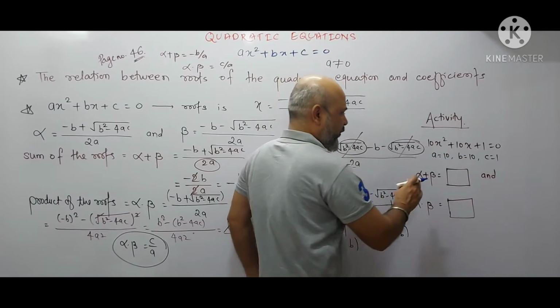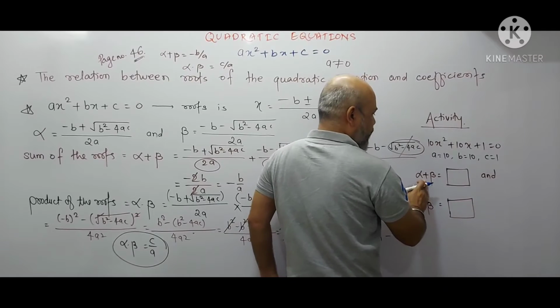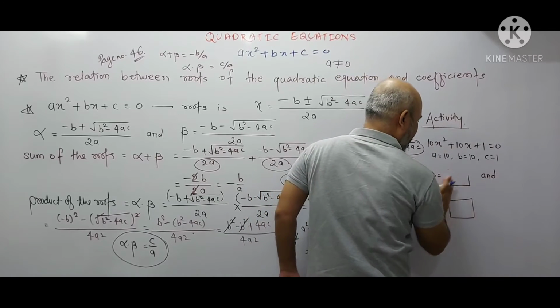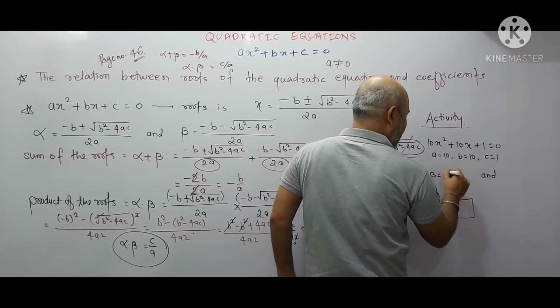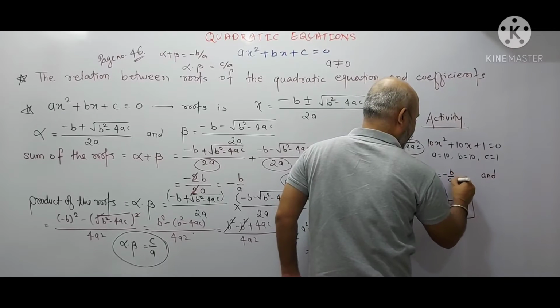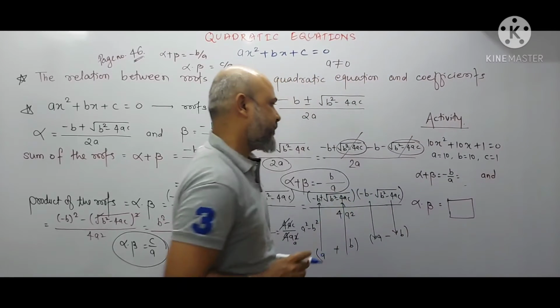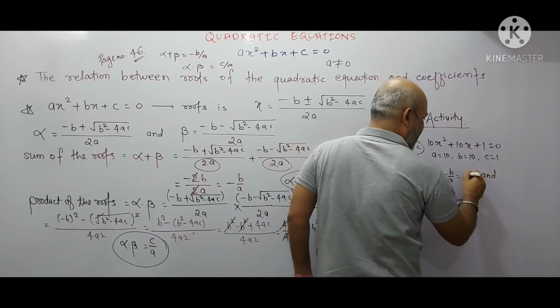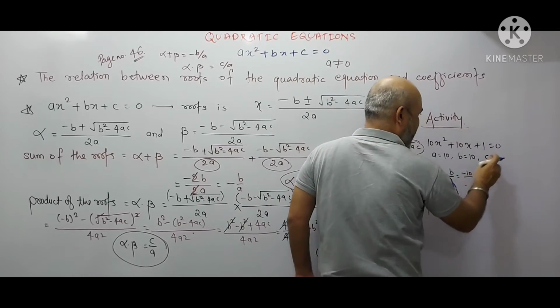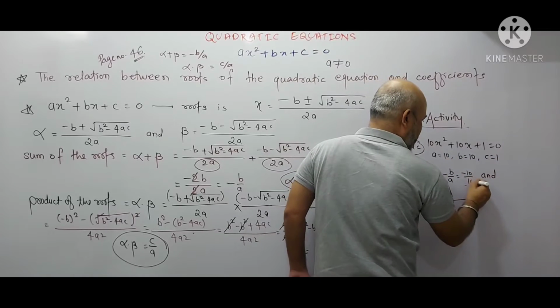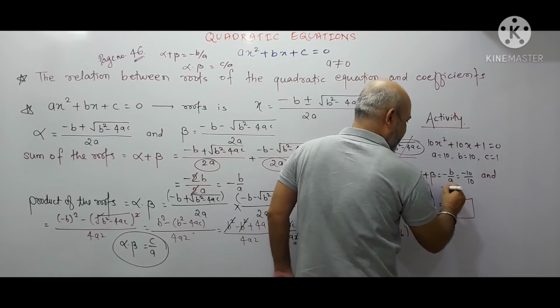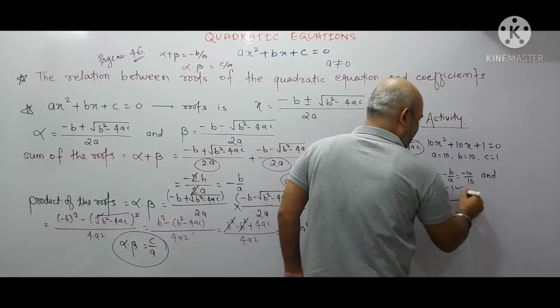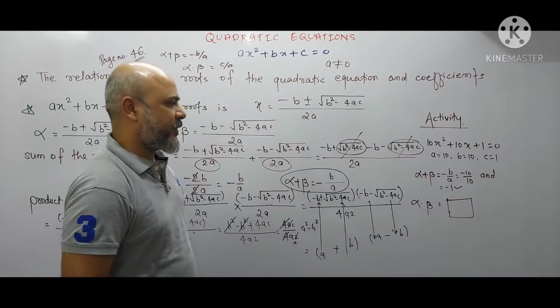Now we will find the value of alpha plus beta. So alpha plus beta is what? What is alpha plus beta? Alpha plus beta is minus b by a. Okay. Alpha plus beta is minus b by a. So what is b? B is 10. So we will write minus 10 upon a is 10. So just you will divide, so you will get -1. So value of alpha plus beta is -1.